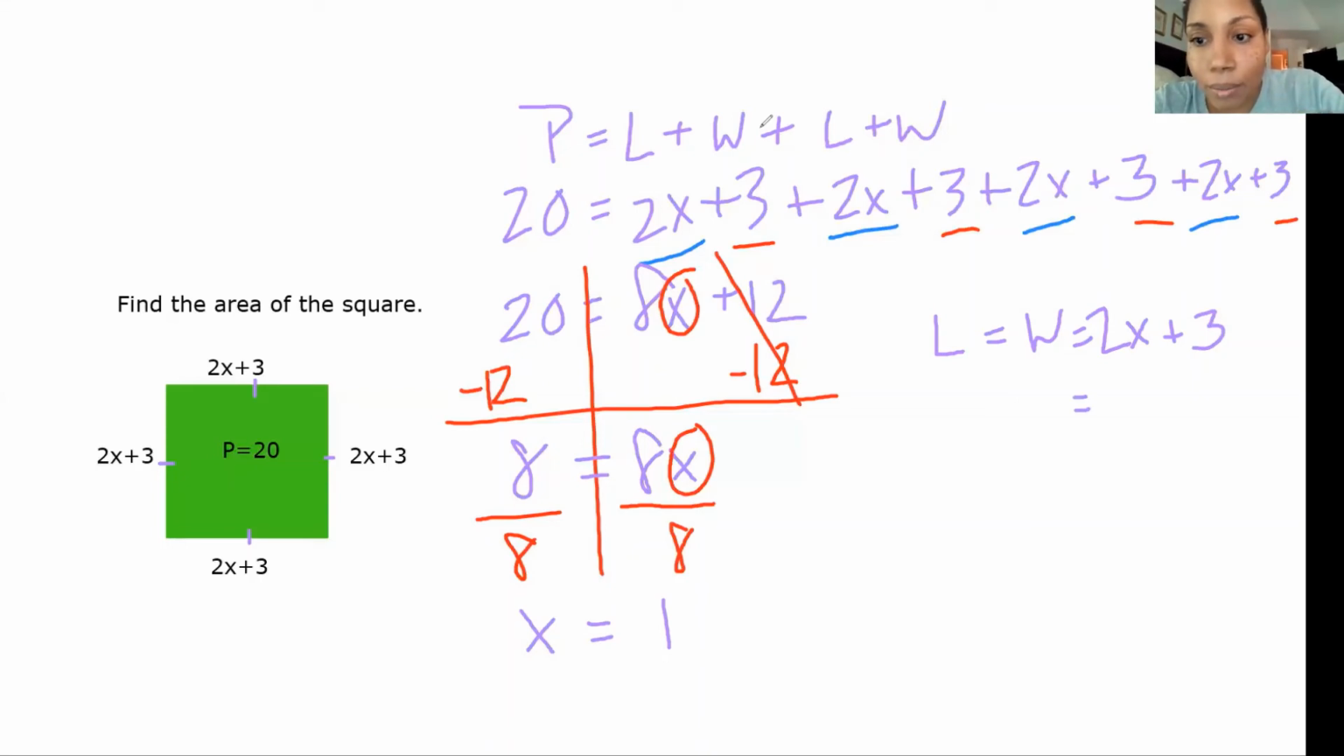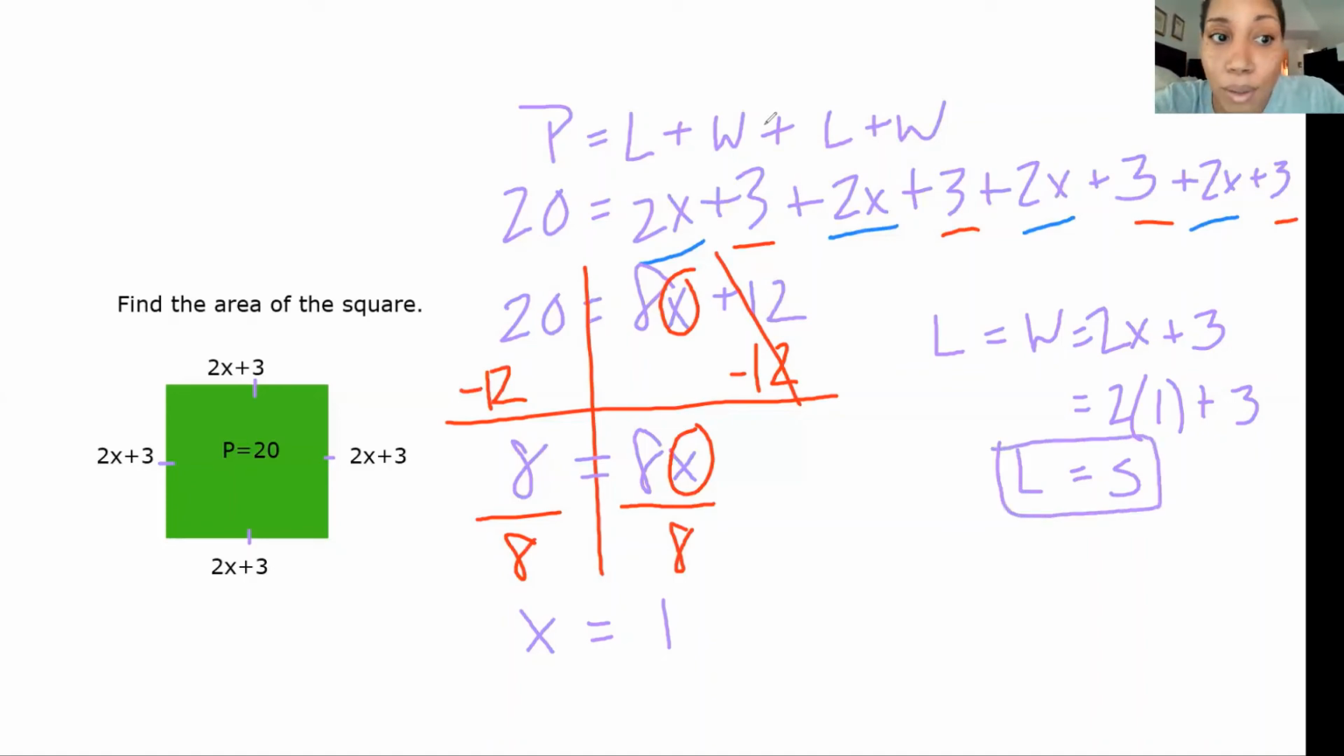we're going to multiply 2 times 1 plus 3. So what's 2 times 1? 2. Anything times 1 is itself. So 2 plus 3 is equal to 5. So our length is 5.